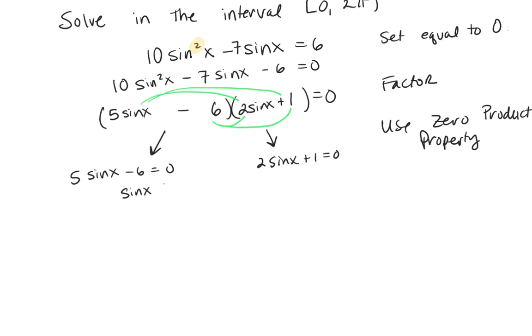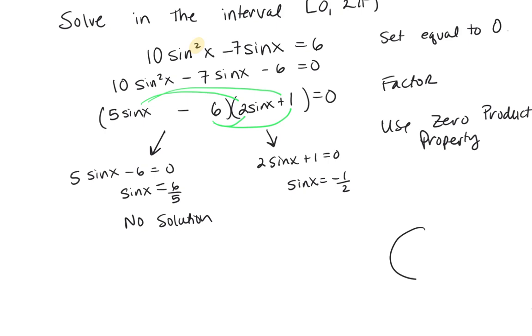I'm going to add 6 to both sides, divide through by 5. That one, because 6/5 is bigger than 1, and the output for sine of any angle, the biggest it can get is 1. So that one has no solution. This other equation, let's see, subtracting 1 from both sides, we would get 2 sine x equals -1, dividing through by 2, we get sine of x equals -1/2.